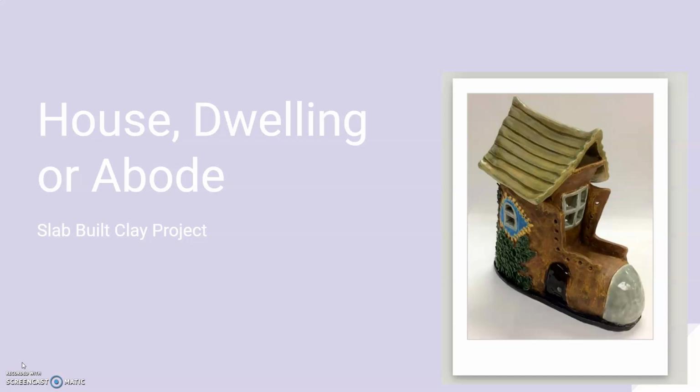So this project is one of three projects. You only have to do two. Previously, the previous semester that I taught this, students did two of the three slab projects. This one is the house, dwelling, or abode. The other one is the nesting, and then the other one is an object, some sort of realistic object that you're recreating in clay. So pick two of the three to create. You can do more than that if you want, if you've got clay enough to spare. We've got a little time on our hands with being in quarantine.